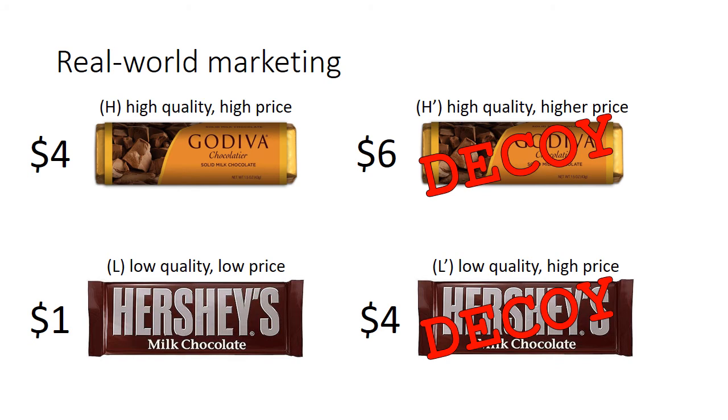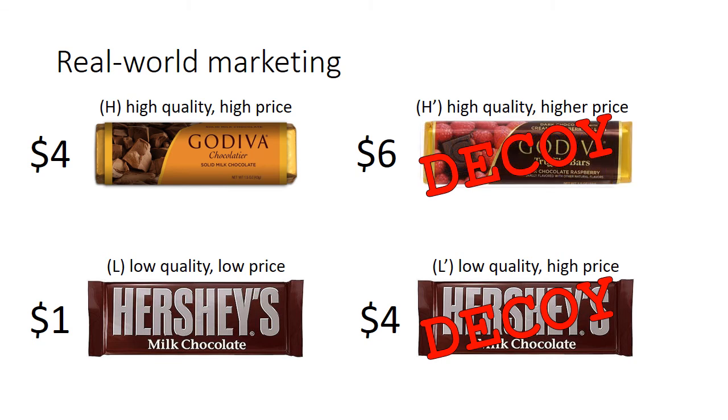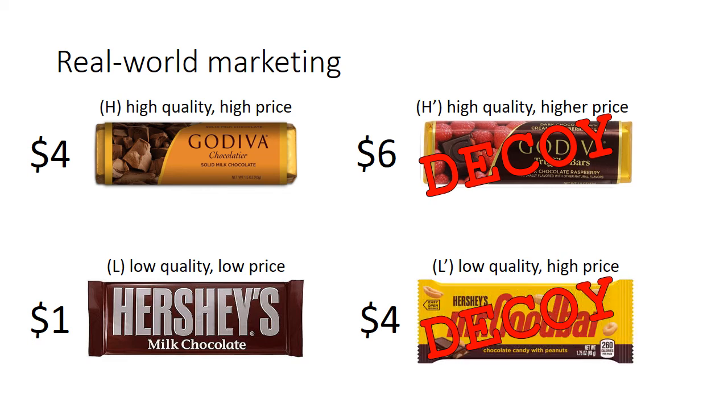Now, in a real-world marketing scenario, we wouldn't want identical products at different prices. So what do we do? For the high-quality, higher-price decoy, you would use something that is equal to or slightly better than the high-quality, high-price option. And for the low-quality, high-price decoy, you would use something that is equal to or slightly better than the low-quality, low-price option.